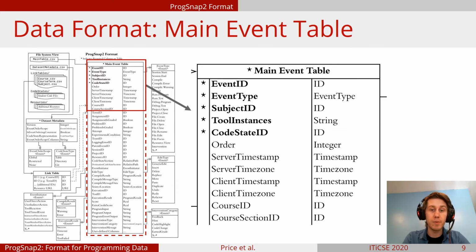The main event table has a huge number of optional columns, but only a small set of required columns, shown in bold here. Each row gets a unique event ID and should be classified via an event type. The format specifies over a dozen common event types corresponding to important types of student programming activity, such as compile, submit, file edit, and intervention.